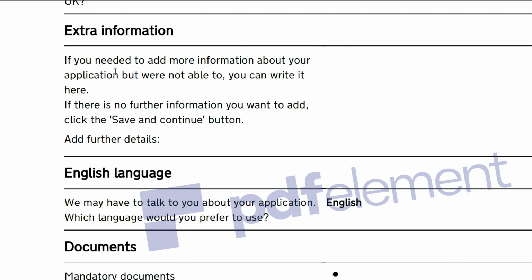So if you needed to add more information about your application but were not able to, you can write it here. If there is no further information you want to add, click save. So this is where you provide any more details to clarify any disparity in your documents, any disparity in your application, or why they should really give you the visa. This is where, if you have more details to provide, you should provide.